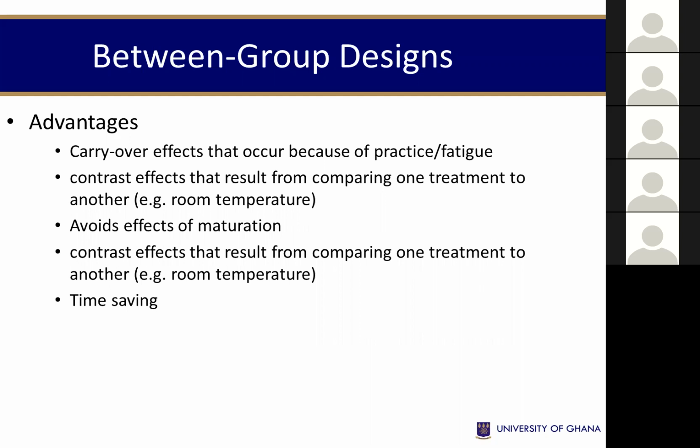Then the last thing has to do with, it saves time. Between group design saves time in the sense that we just assign participants into different conditions. So every participant is assigned to only one condition, then we test them once and for all. So there's no way we have to come back and test the participant again, like the other experiment that we were doing. So everything is straightforward. We don't come back to redo the test and all that. So to a large extent, it saves a lot of time.